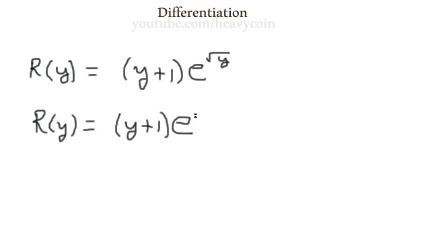You're probably saying, why didn't you just write it the first time like that? Well, because you probably see it like this also. Okay, so we're going to use the product rule.